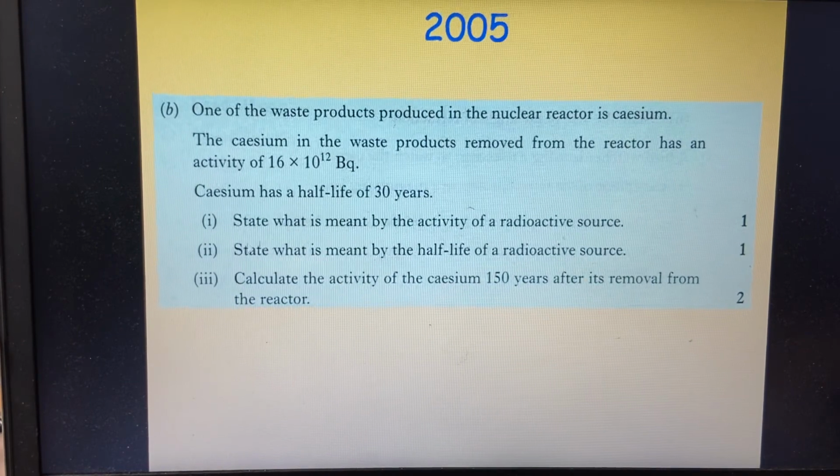Okay? Next one, state what is meant by the activity. So remember, the activity is the number of decays per unit of time. State what is meant by half-life. Again, same as the definition before. Calculate activity of the cesium 150 years after its removal. 30 years, how many 30s go into 150? This is what it started at, and you've got to half it that many times. Okay? And that's the end of it.